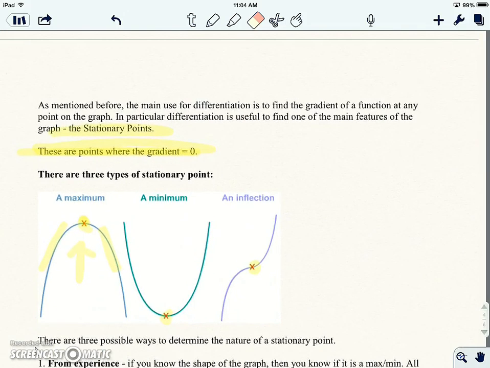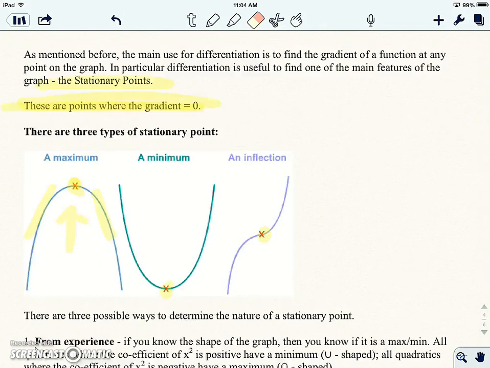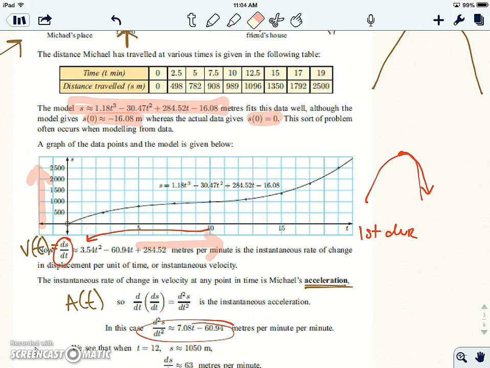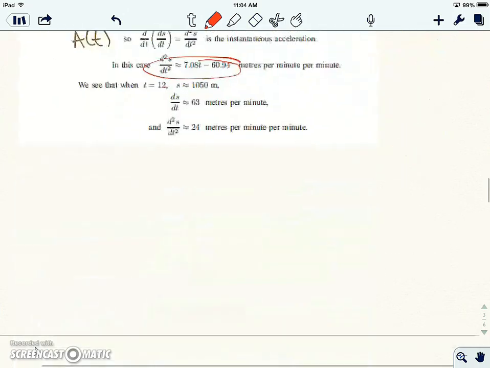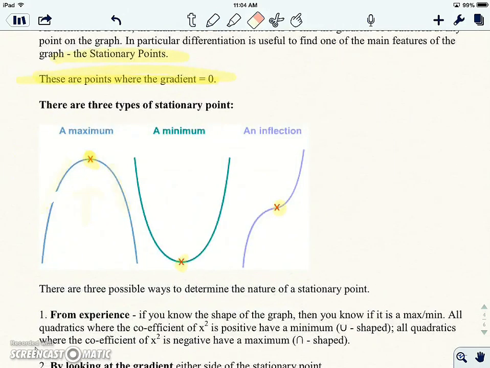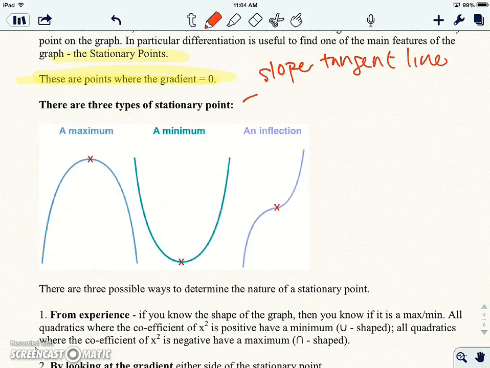So we have stationary points, or in this case, that top of the hill on the graph was a stationary point where he was moving, he stopped moving for a second and started going down again. Well, there are 3 types of stationary points on a graph: a maximum, a minimum, and an inflection point. And these points are when the slope of the tangent line equals 0. So flat, flat, flat.